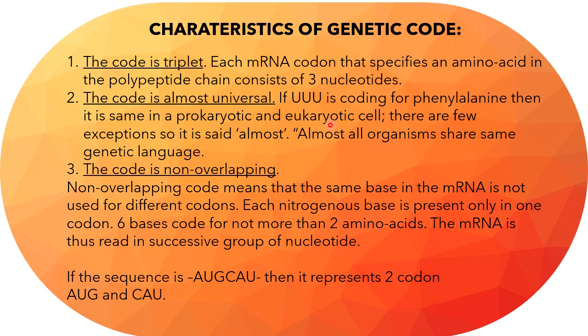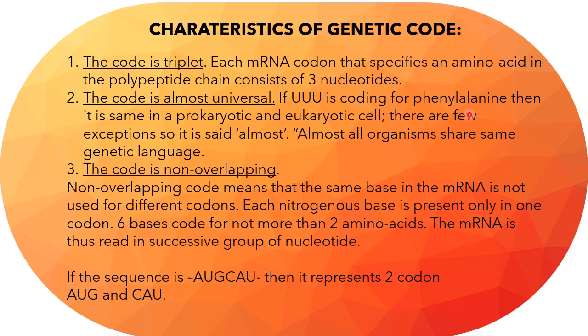So in case of eukaryotes, UUU will code for phenylalanine, and also in prokaryotes it will code for phenylalanine. So that is about the code being universal. That means in prokaryotes and eukaryotes, almost all organisms share the same genetic language. There are a few exceptions, so the word we use here is almost.